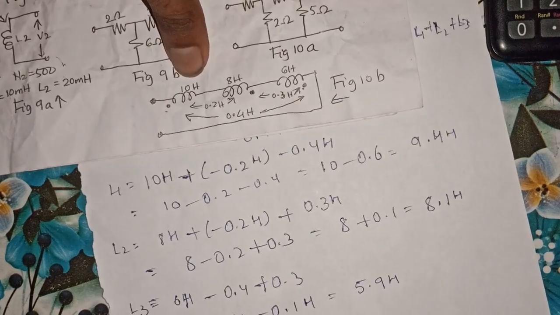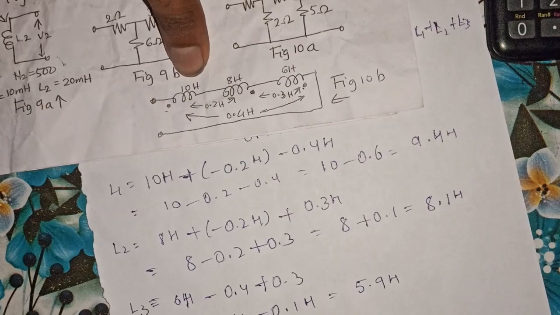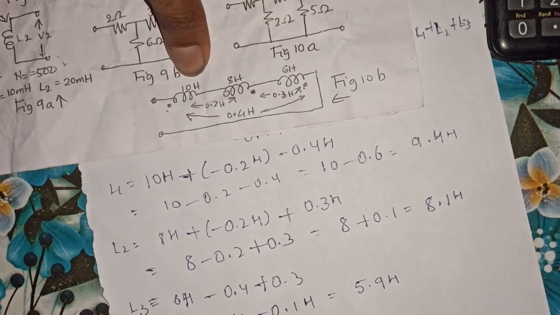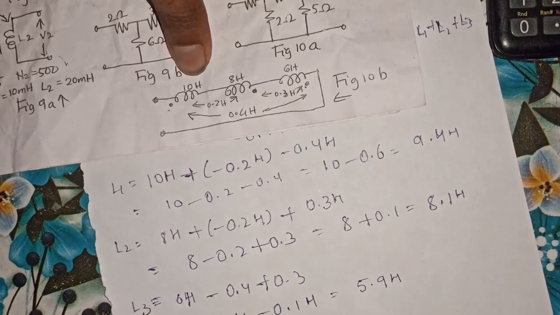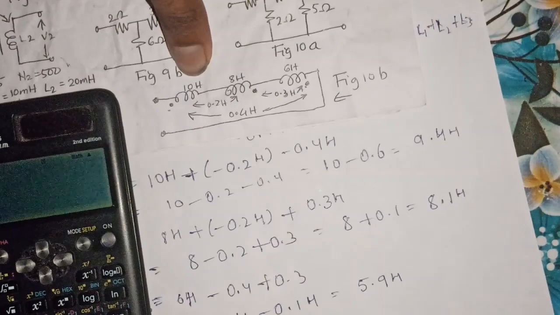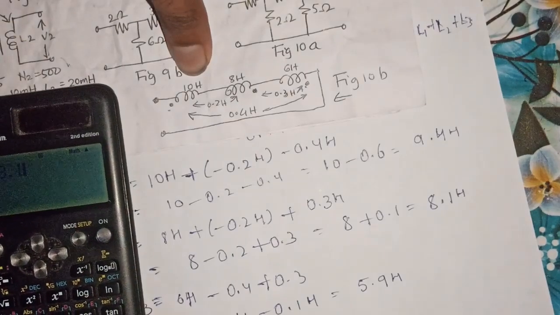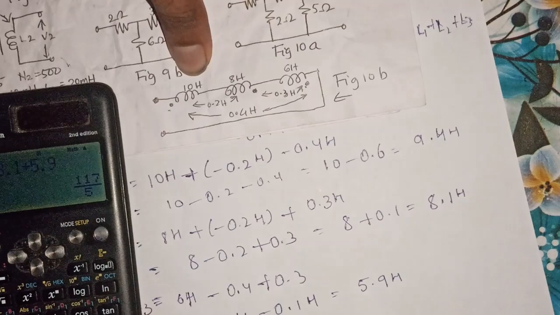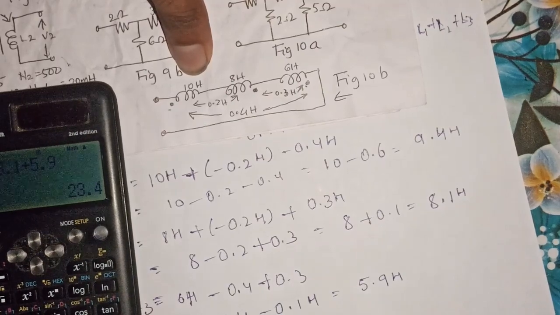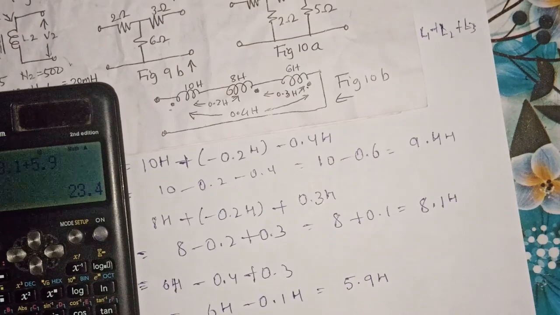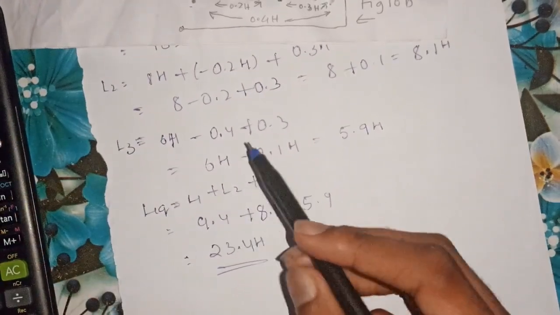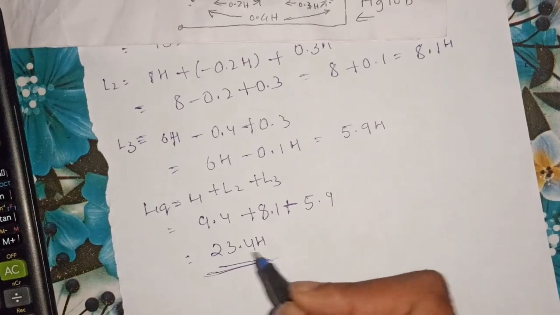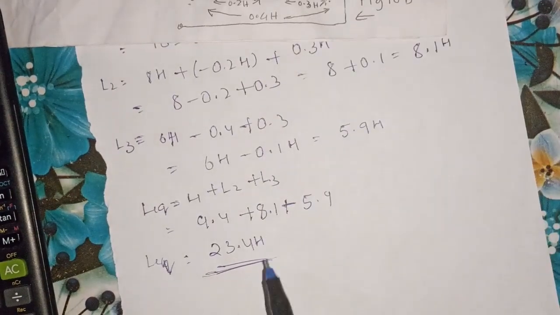Now adding, in order to get equivalent impedances due to all these three coils, will be L1 plus L2 plus L3, which will be 9.4 Henry plus 8.1 Henry plus 5.9, which will give me a value equal to 23.4 Henry. So this is how the problem is solved. By adding all these inductance values, that is L1 plus L2 plus L3, you get the net equivalent impedance due to all these three coils as 23.4 Henry.